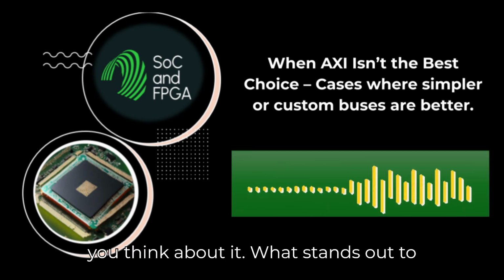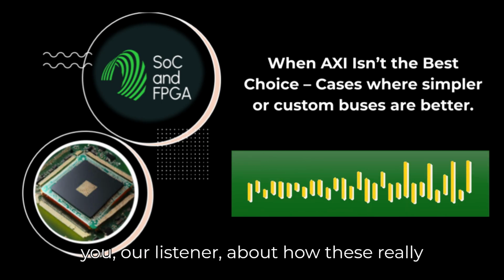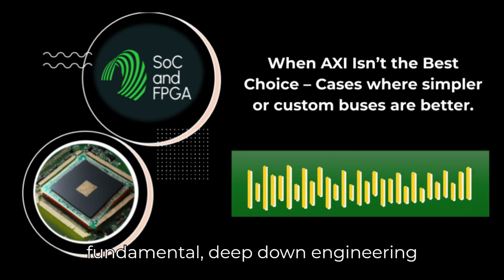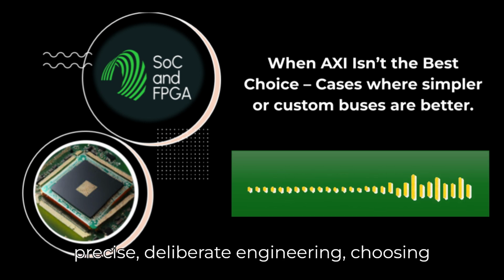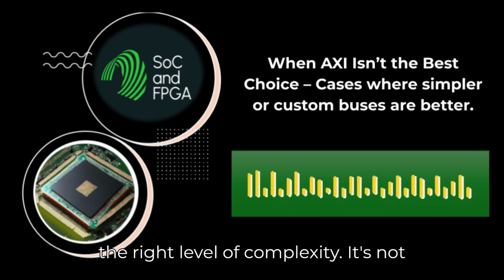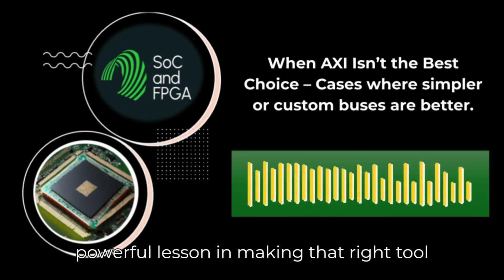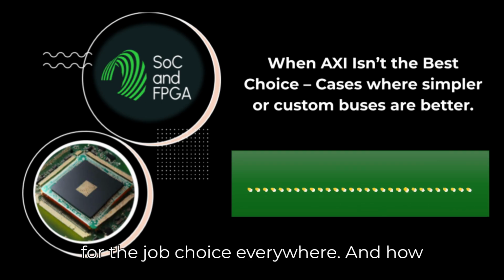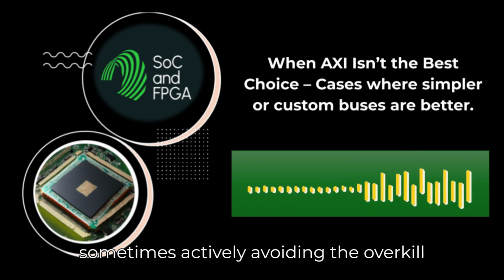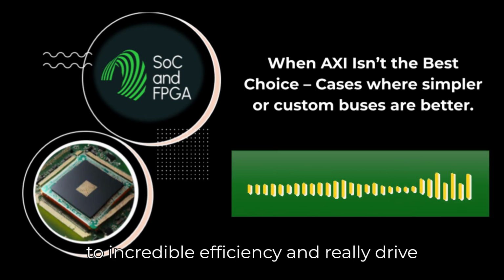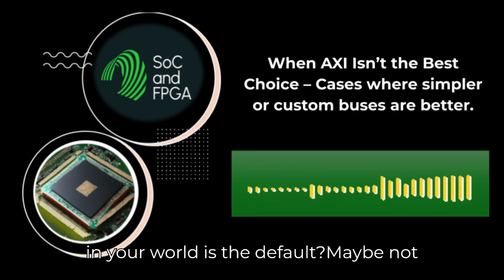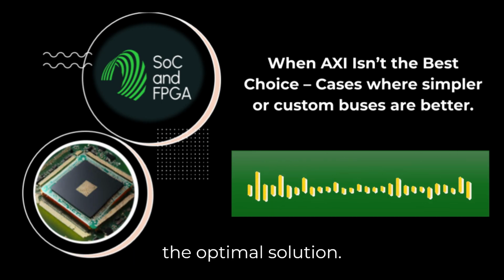When you think about it, what stands out to you, our listener, about how these really fundamental, deep down engineering choices shape the technology we interact with every single day? This kind of precise, deliberate engineering, choosing the right level of complexity. It's not just about silicon, is it? It feels like a powerful lesson in making that right tool for the job choice everywhere. And how sometimes actively avoiding the overkill solution, the default standard, can lead to incredible efficiency and really drive innovation. Makes you wonder, where else in your world is the default maybe not the optimal solution?